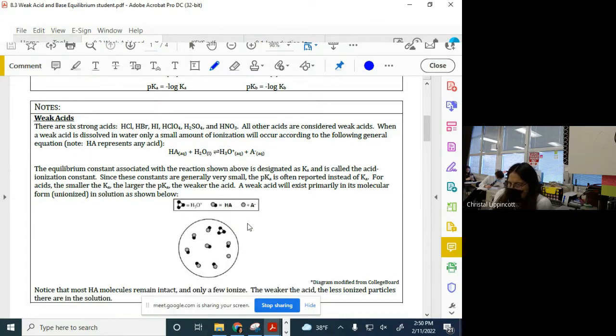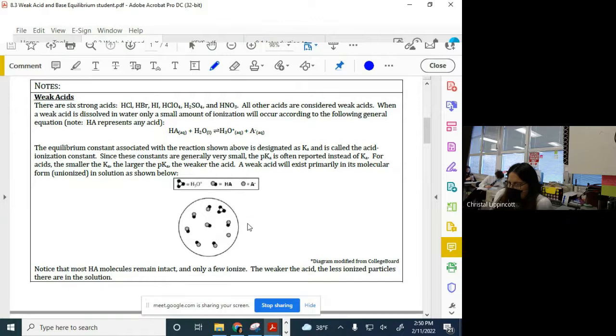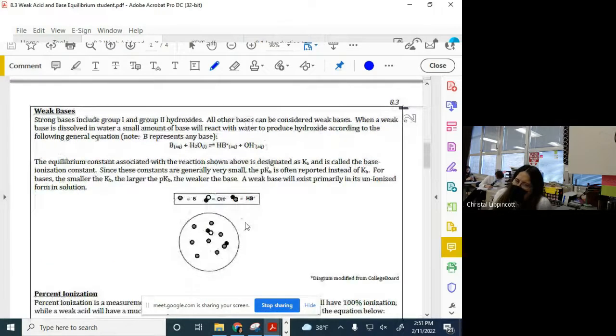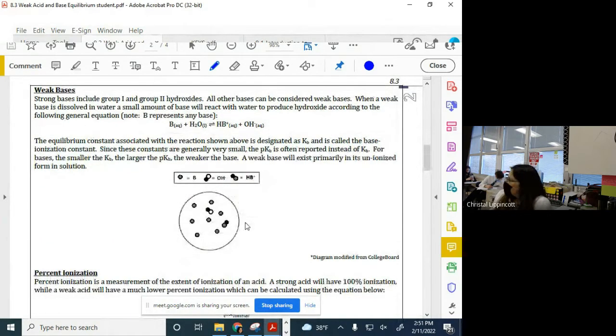Is there like a common ion effect for acids and bases? Well, let's not go there yet. Does that come up later? We have something called buffers. Same thing, same concept, kind of. Ish.